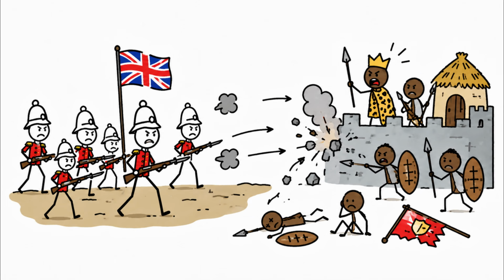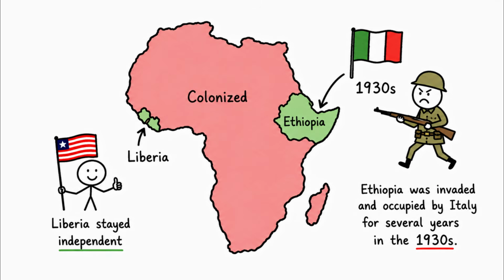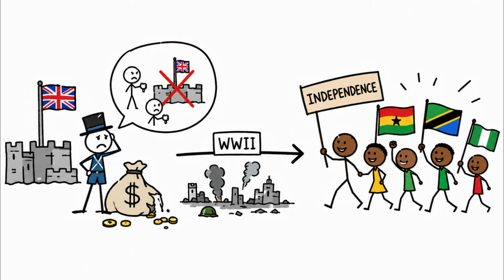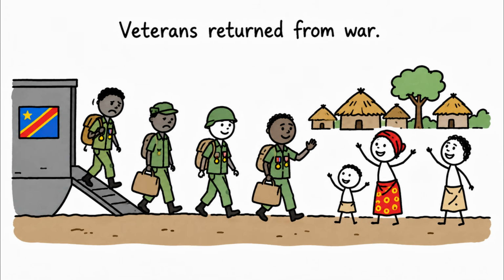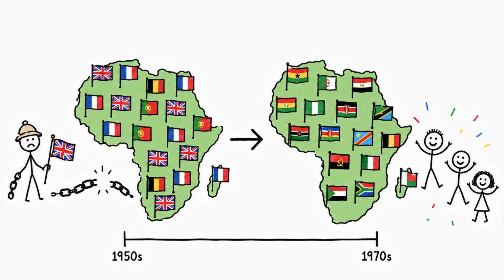By the early 20th century, nearly all of Africa had been divided among European powers. Ethiopia and Liberia were the major exceptions, although Ethiopia itself was invaded and occupied by Italy for several years in the 1930s. Then after the Second World War, African independence movements gained strength. Colonial rule had become harder to defend morally and financially. Veterans returned from war. Educated political leaders organized parties and unions. Protests, negotiations, and armed struggles challenged European control. From the 1950s through the 1970s, most African colonies became independent countries.